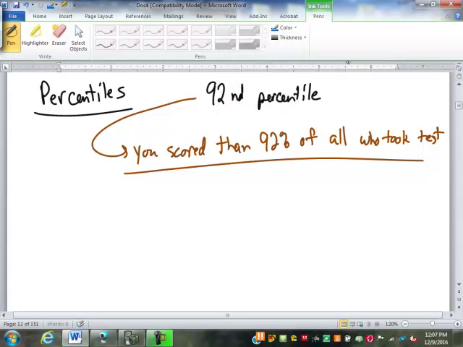So if you have a child and they say that your child is at the 50th percentile for their height, what does that mean? They're right in the middle. The 50th percentile should be average. That means their average height for their age.